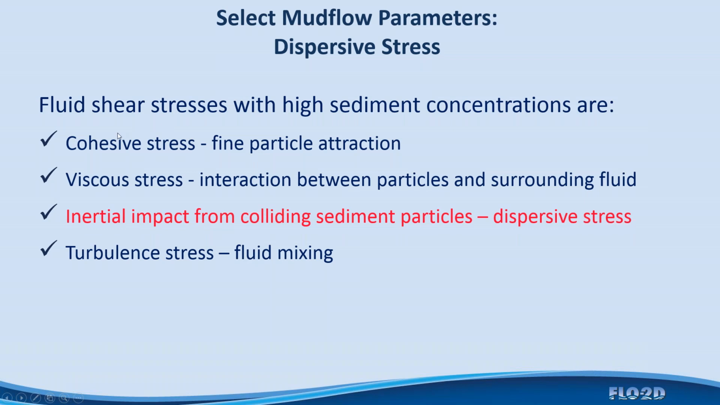We have cohesive stress giving rise to yield stress before it starts flowing along with more Coulomb type stresses. We have viscous stresses that result from the interaction of particles in their surrounding fluids. They tend to inhibit the fall velocity. We have collisional inertial impact, which also inhibits the fall velocity. And then we have the turbulent mixing, which keeps the particles in suspension and gives rise to this collision.